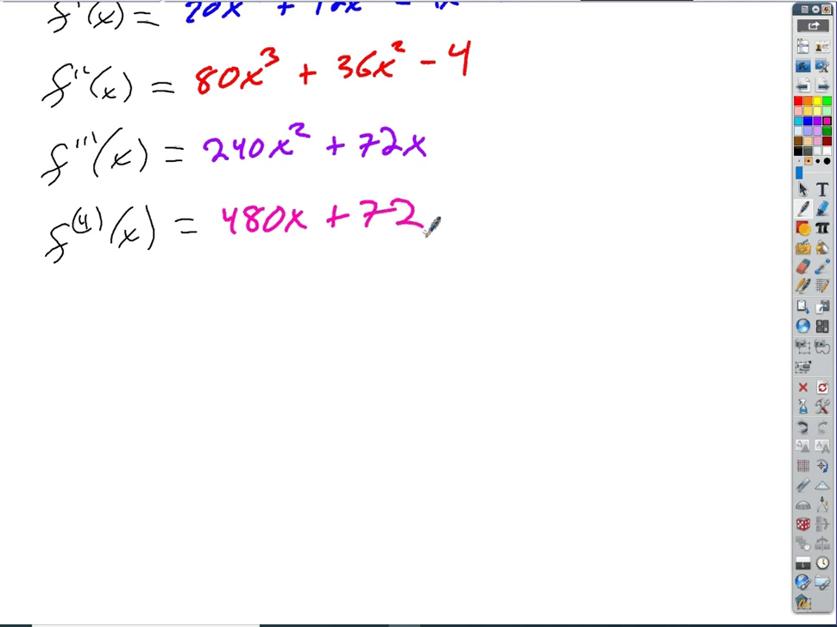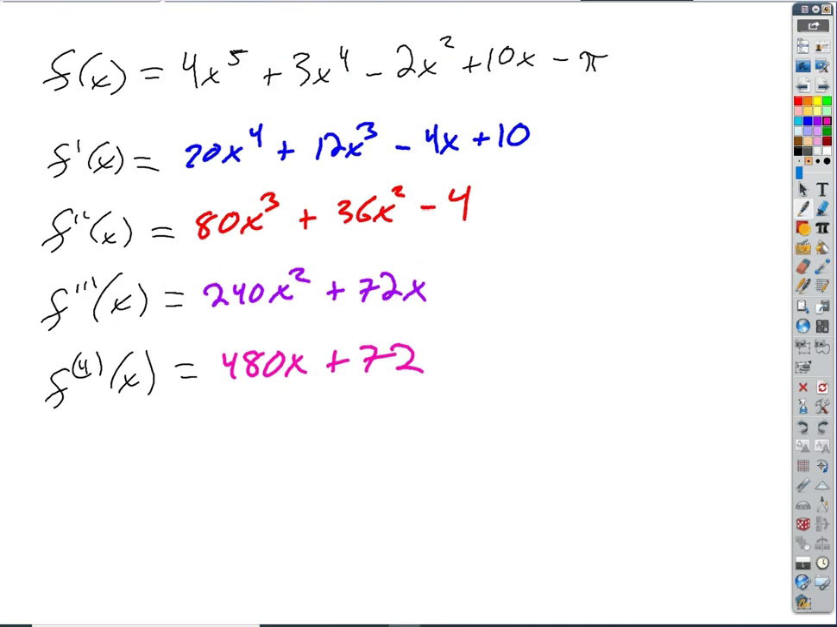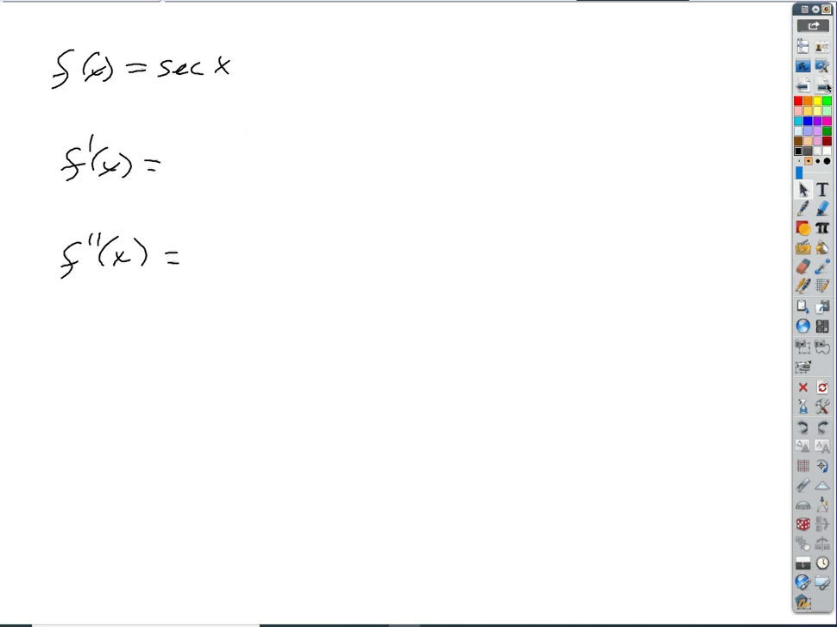Okay, so why did I have you do that? Just to get a little practice, I suppose. But what do you notice when you take a polynomial and differentiate it? What happens to it? It gets smaller. It gets smaller, it's simpler, doesn't it? Right? Okay. And the last one is just 72.